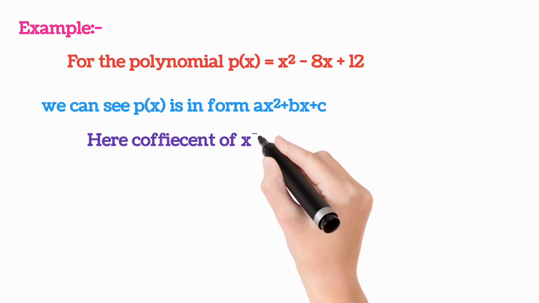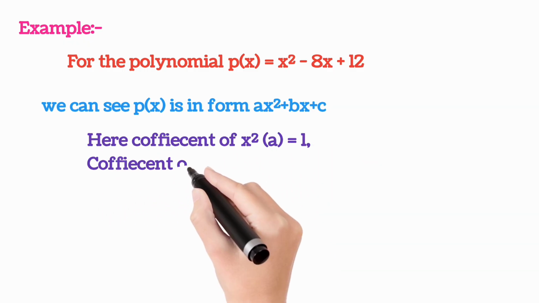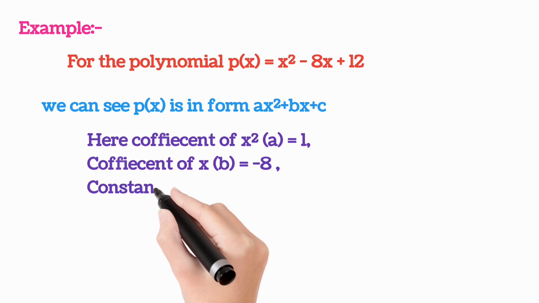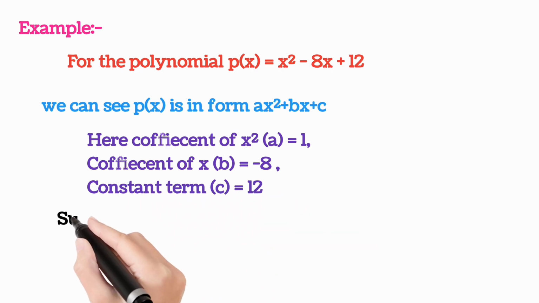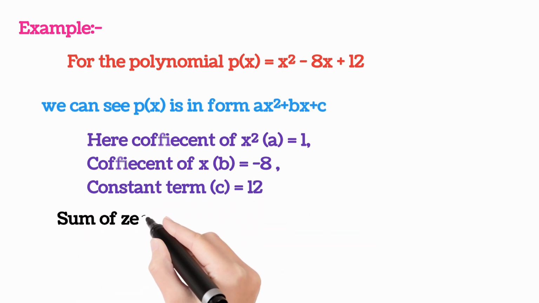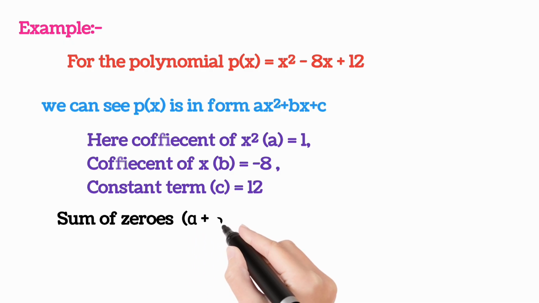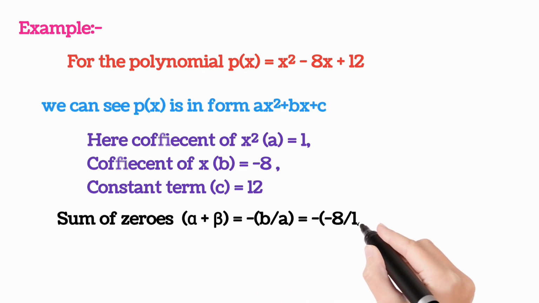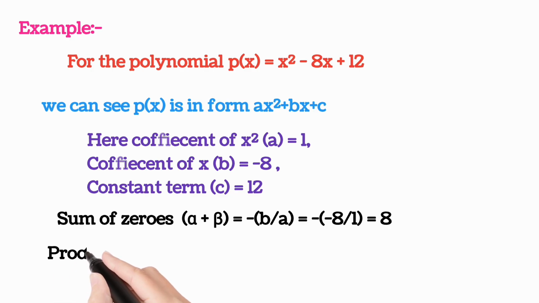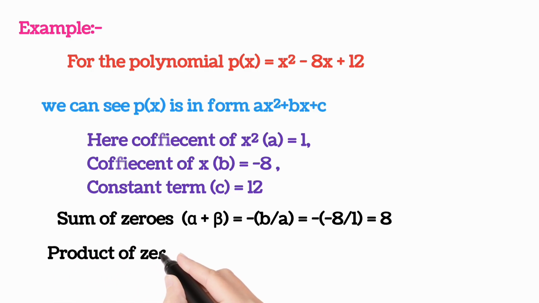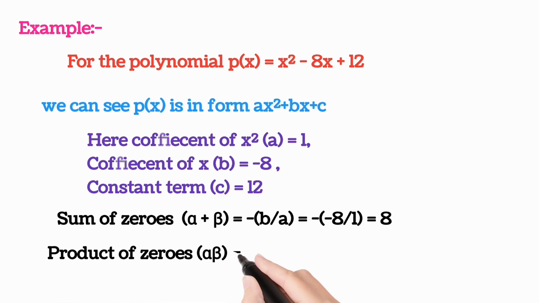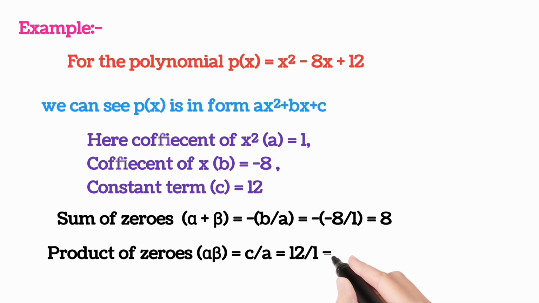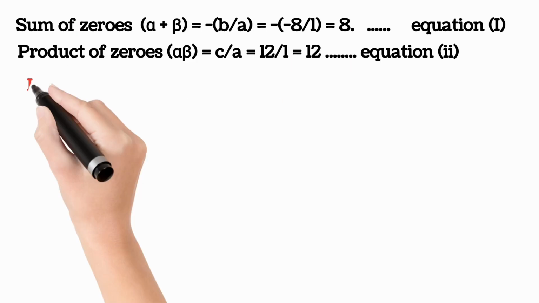Here the coefficient of x square, a, is equal to 1, the coefficient of x, b, is equal to minus 8, and the constant term c is equal to 12. Now the sum of zeros, alpha plus beta, is equal to minus b by a, that is equal to minus into minus 8 by 1, that is equal to 8. The product of zeros, alpha into beta, is equal to c by a, that is equal to 12 by 1, and that is equal to 12.